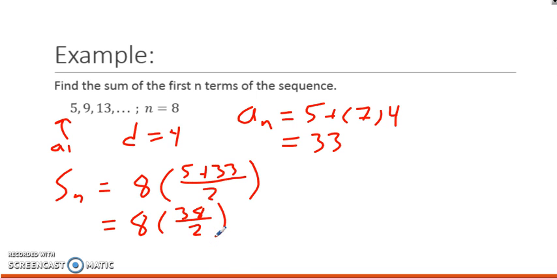And now in this case, it doesn't really matter which number I cut in half. I could cut the 8 in half, or I could cut the 38 in half. Either way, the answer is going to be the same. So I'm going to do this as 8 times 19. But if you had found 4 times 38 instead, it's going to be the same answer. And then 8 times 19 is 152. So adding all of the numbers up, 5 plus 9 plus 13 plus 17, 21, etc., you're going to get 152 for the sum of this series.